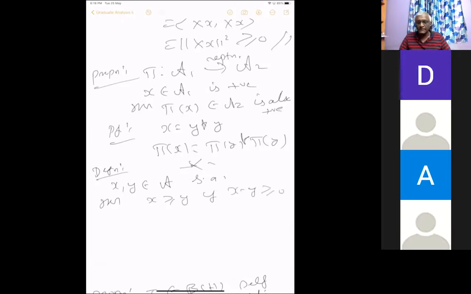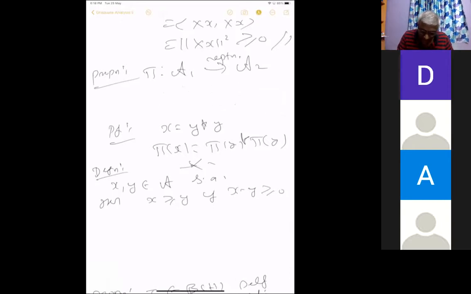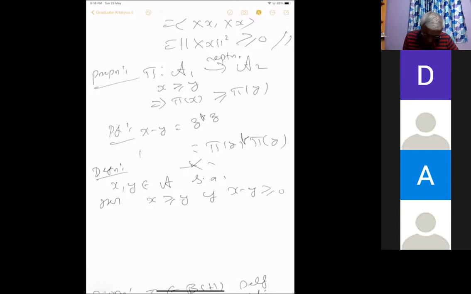So X is greater than Y means X minus Y is greater than or equal to 0. If pi is a representation, then I change the statement: a representation is order preserving. X greater than Y implies pi of X is greater than pi of Y. You can write X minus Y equal to Z star Z. Then pi of X minus Y equals pi of Z star Z.